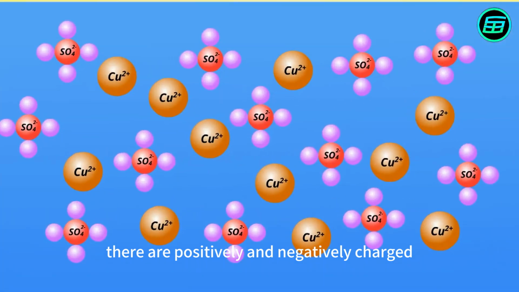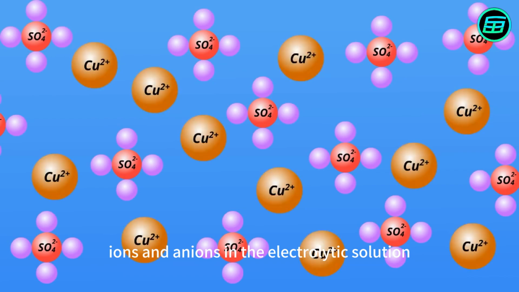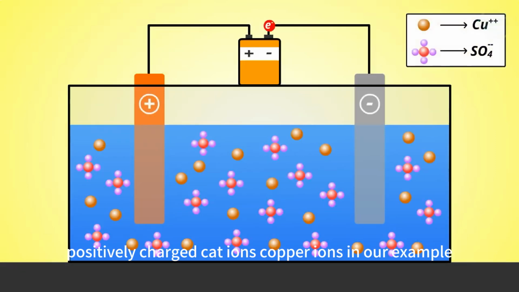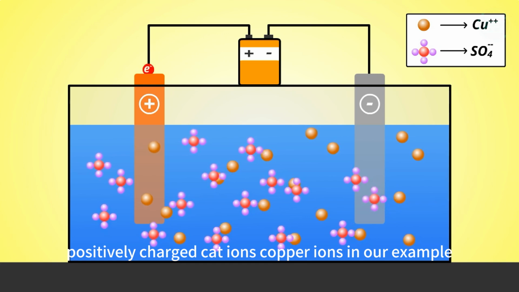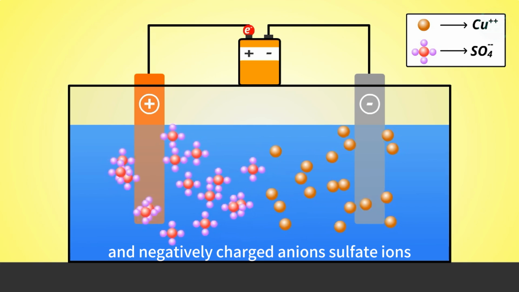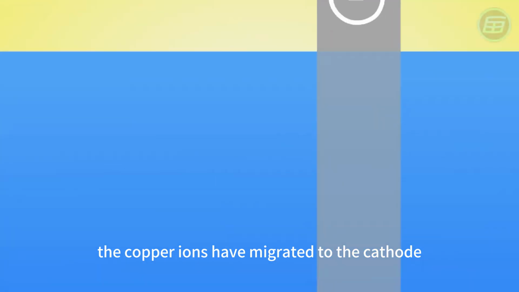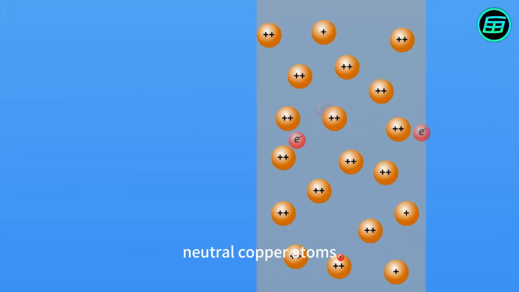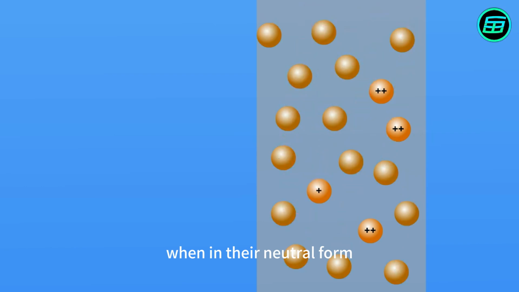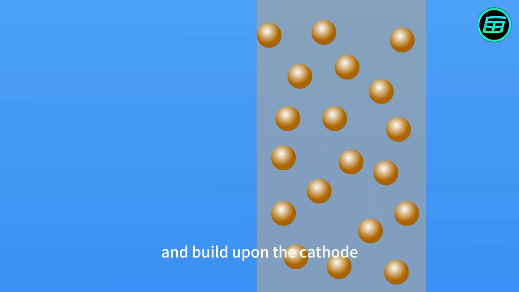There are positively and negatively charged ions called cations and anions in the electrolytic solution, and they are able to move freely. When the current is turned on, positively charged cations, copper ions in our example, move to the cathode, and negatively charged anions, sulfate ions, move to the anode. The copper ions have migrated to the cathode, gain electrons, and become neutral copper atoms. Metal atoms typically become solid when in their neutral form. Therefore, copper atoms which gain electrons become solid and build up on the cathode.